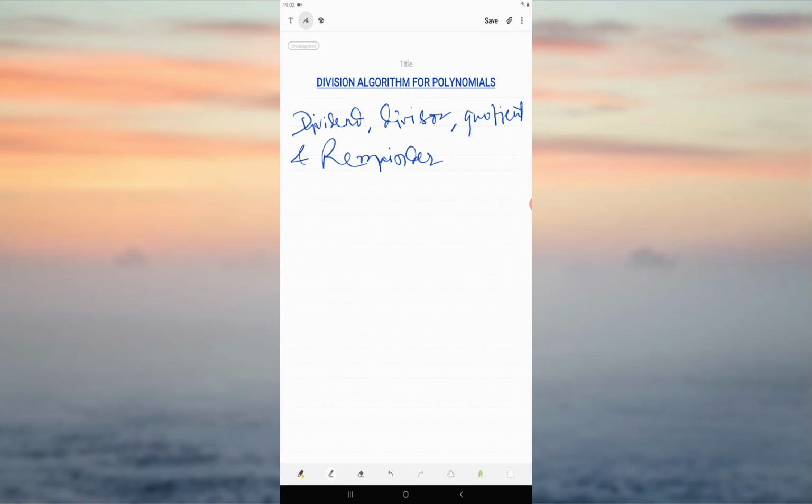So suppose you have two numbers, 2 and 7. If you are dividing 7 by 2, what will you get? 2 threes are 6. So 7 minus 6 is 1. So you will get 1, correct? That's it, and we are stopping here. So here 2 is the divisor.